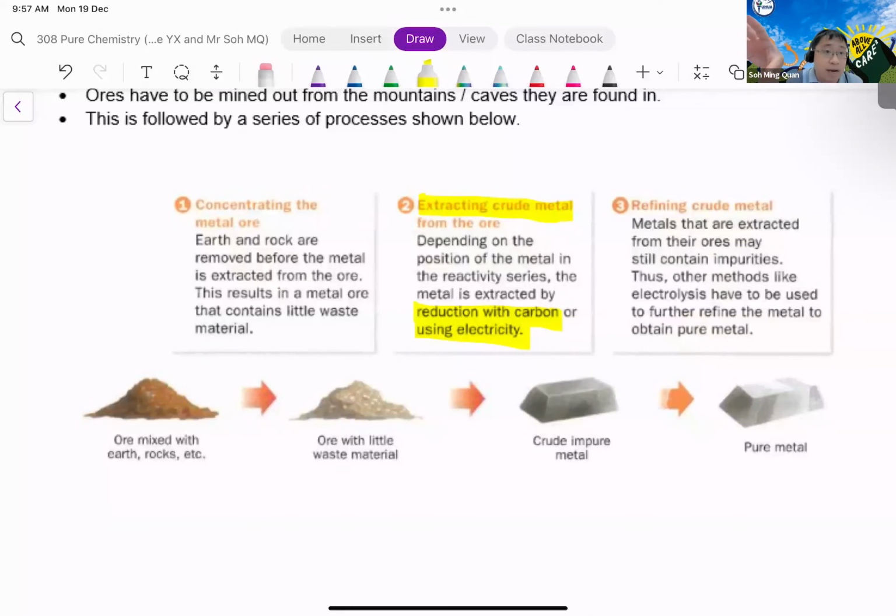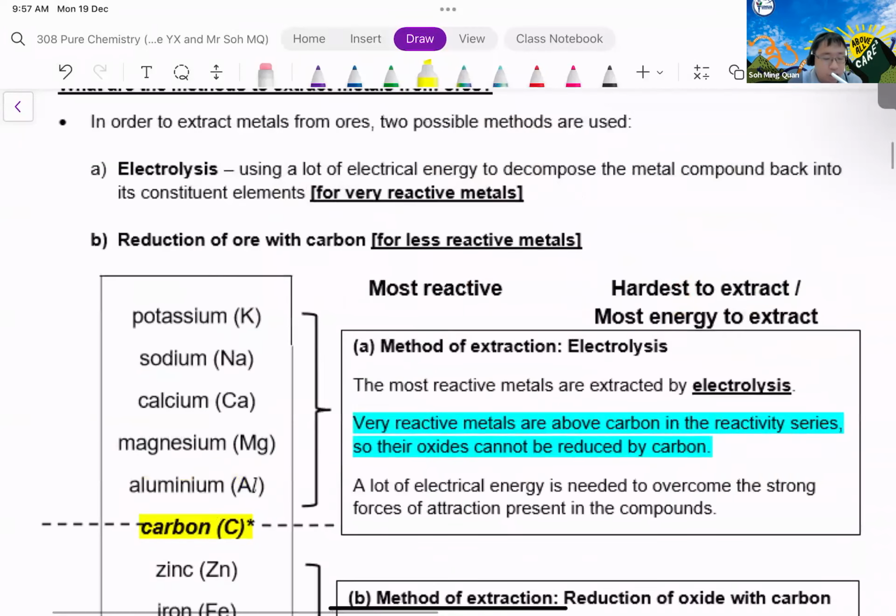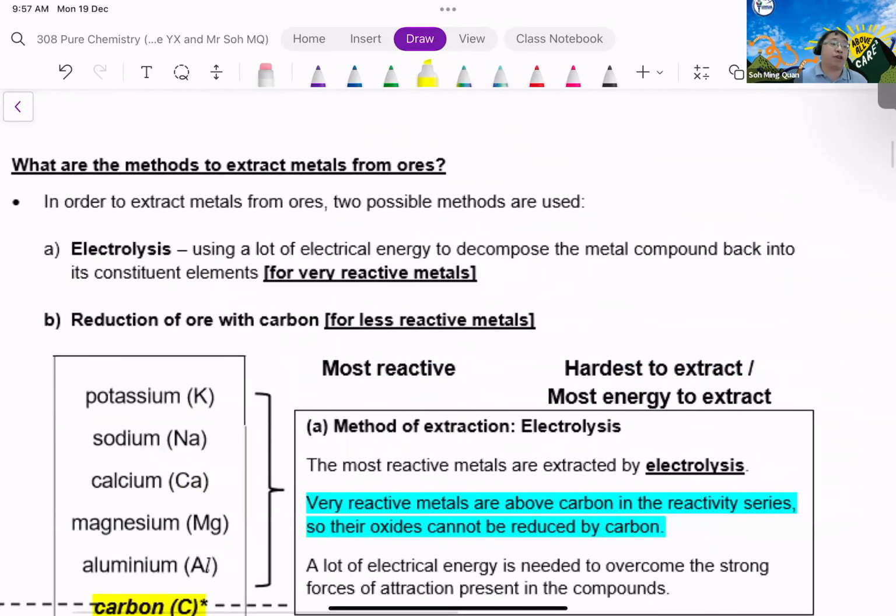And this is an important process. Without this process, industry would not function. Without this process, your economy cannot grow. So let's look at the two methods we talked about. How do you extract metals from ores? This is page number 3, and this is an important page. We will spend quite long talking about this page. Now, in order to extract metals from ores, there are two possible methods. One, using electrolysis. Electrolysis, the electro, of course, refers to electricity.